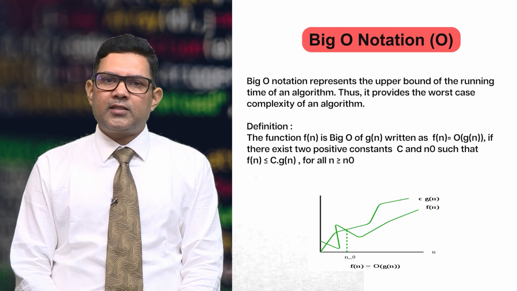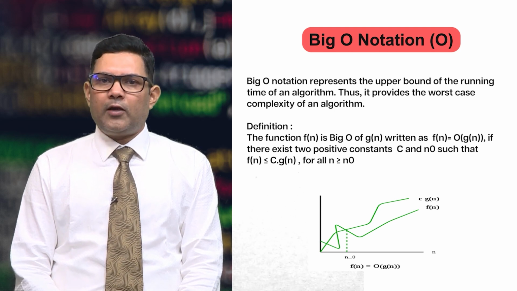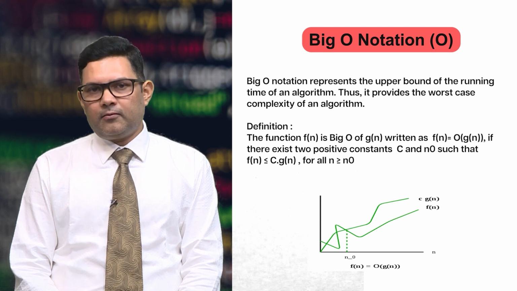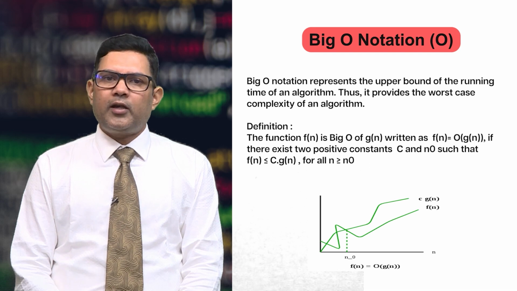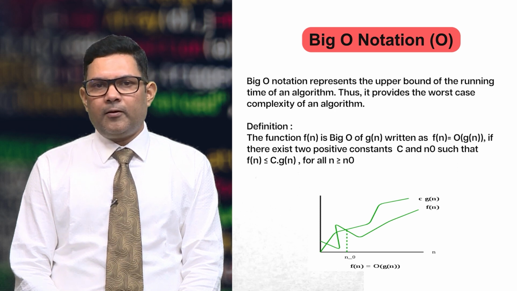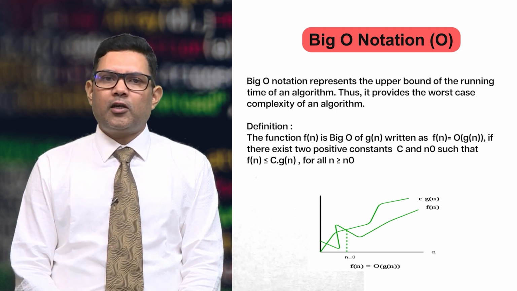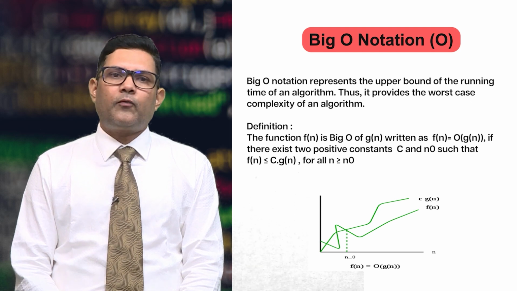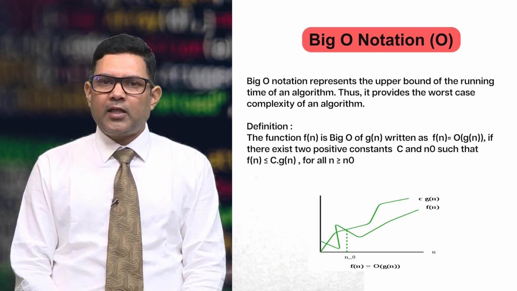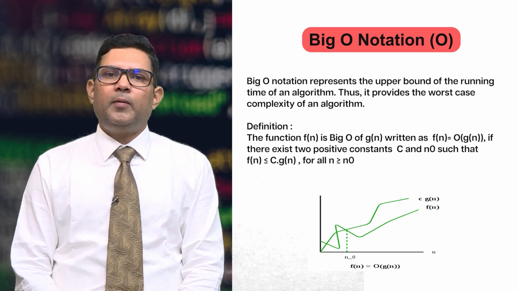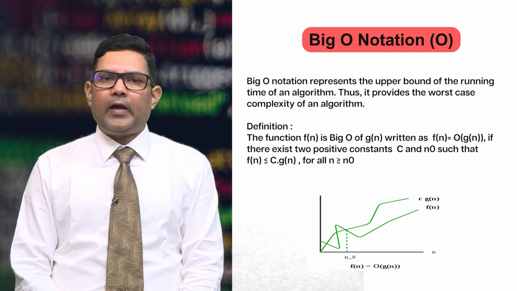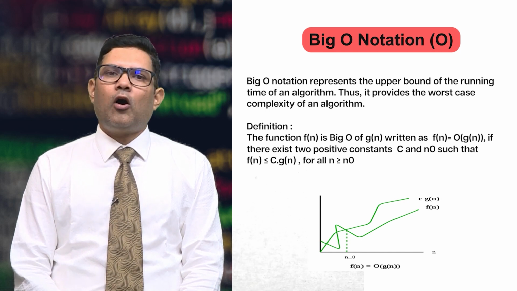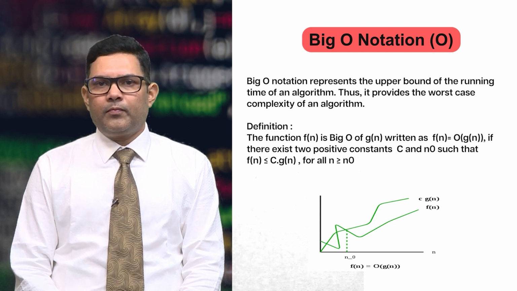In the graphical representation, there are two lines present, one is f of n and the second one is c into g of n. But you have to focus on the point n naught. That means after the point n naught, the value of f of n is always less than c into g of n. But before that, that means from point number 1 to n naught minus 1, the value of f of n sometimes may be greater than c into g of n, or sometimes it will be less than c into g of n. But after we have calculated the value of n naught, the value of f of n will always be less than c into g of n.